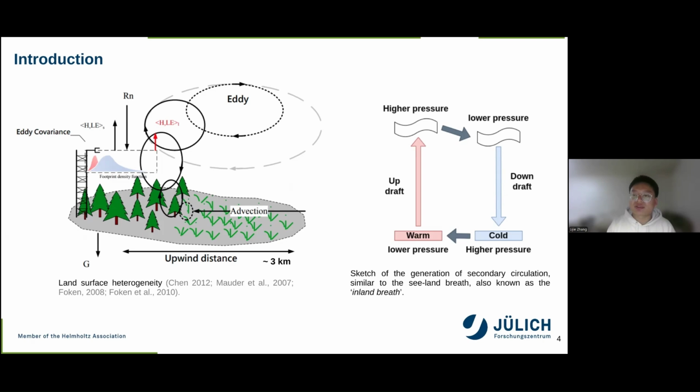So on the right side, simply, when you have a warm area, the air goes up because it's warm and expands, and you have a lower density for the air. And when you have a colder area, the air goes down. Because of this process, you can form a so-called inland breeze, a circulation. This circulation is called the secondary circulation, which happens at a scale of a couple of 100 meters or several kilometers.